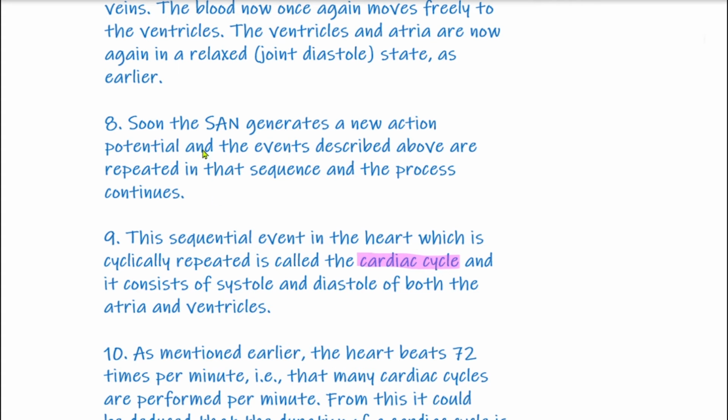So students, this sequence of events which I have told you is called cardiac cycle, and it consists of systole and diastole of both the atria and ventricles. It consists of atrial systole, atrial diastole, ventricular systole and ventricular diastole.